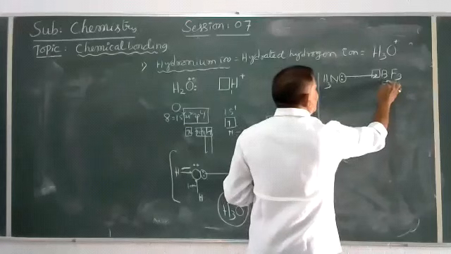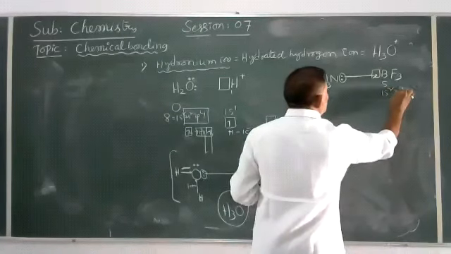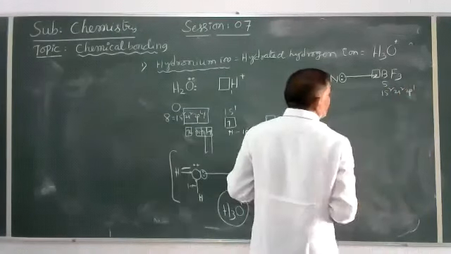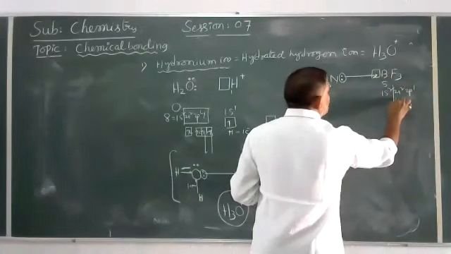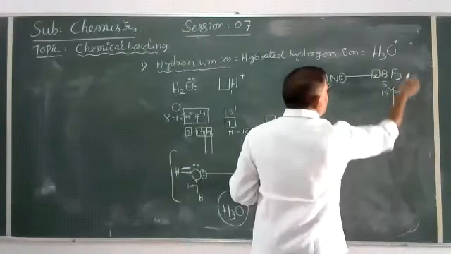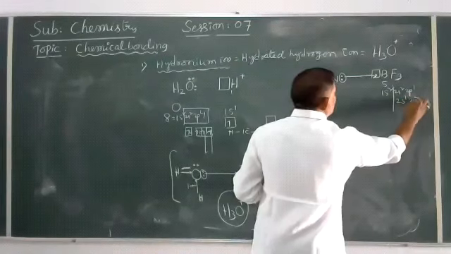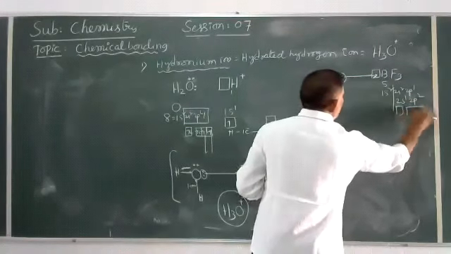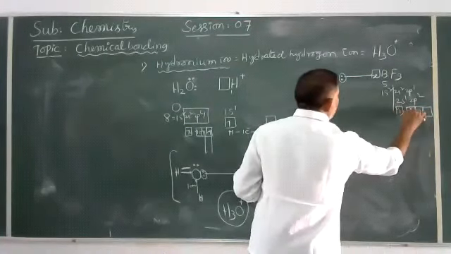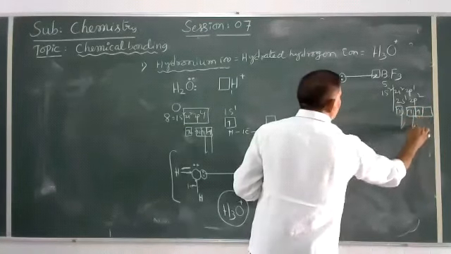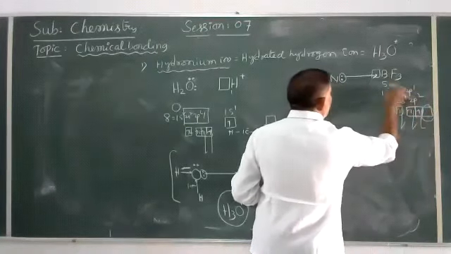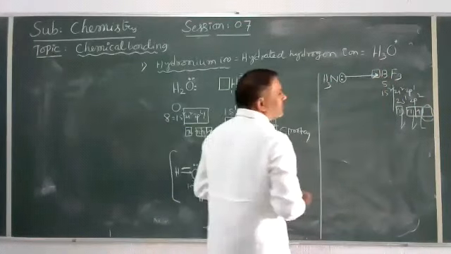Boron's atomic number is 5. Electronic configuration 1s2, 2s2, 2p1. Two vacant orbitals are there. But in the excited state, its electronic configuration is 2s1, 2p2. Three valence electrons are there. These three are bonded with three fluorine atoms. One vacant orbital is ready to receive.